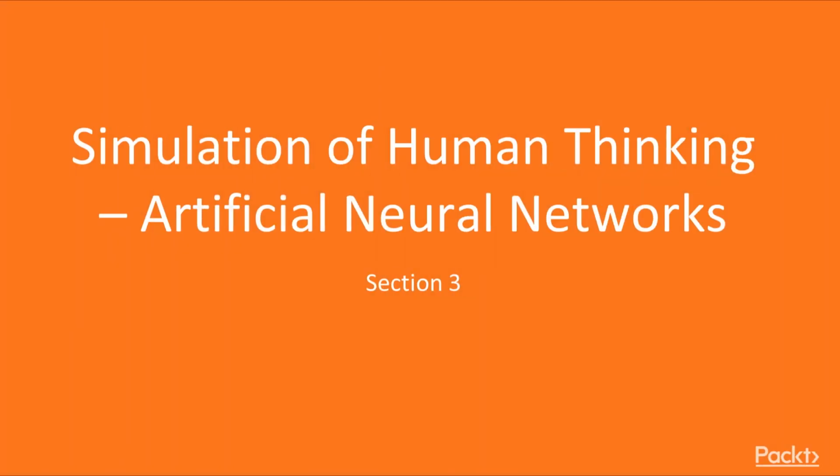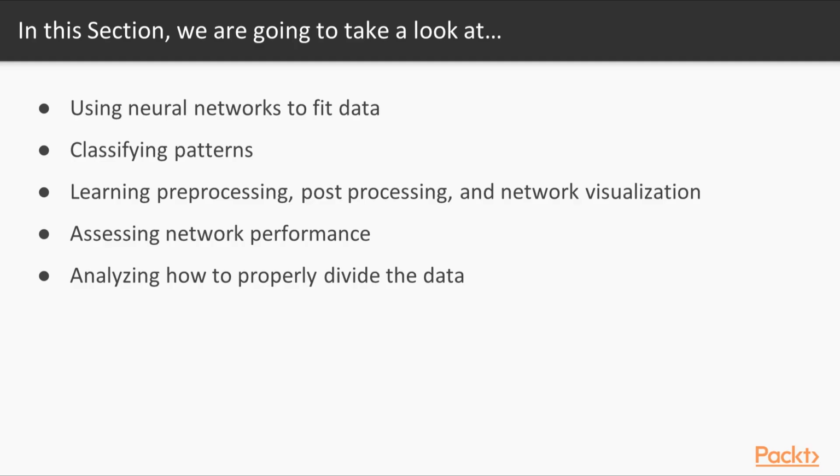Welcome to a new section of this course, Simulation of Human Thinking, Artificial Neural Networks. This section will show you how to use neural networks to fit data, to classify patterns, and for clustering. You'll learn pre-processing, post-processing, and network visualization for improving training efficiency and assessing network performance. We'll also analyze how to properly divide the data before submitting it to the network.